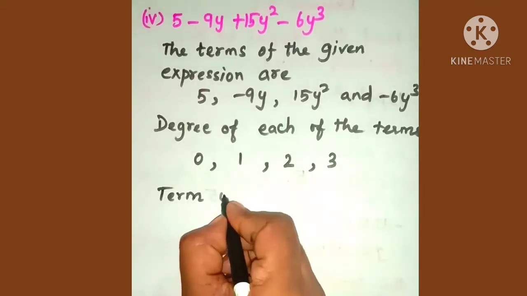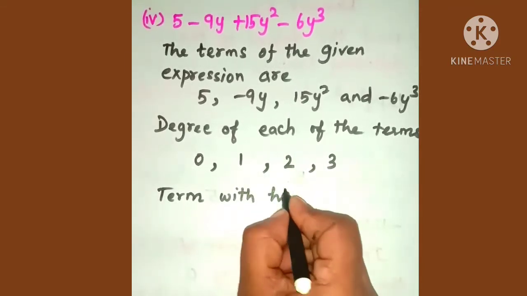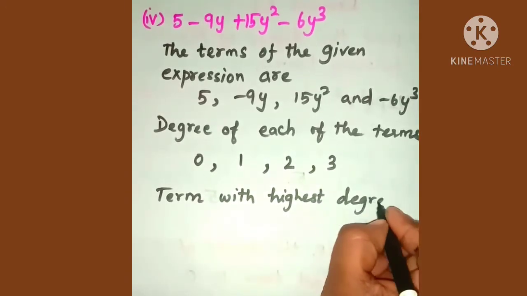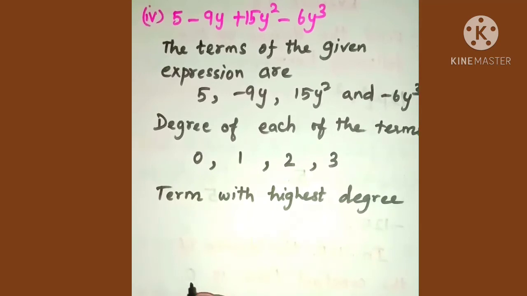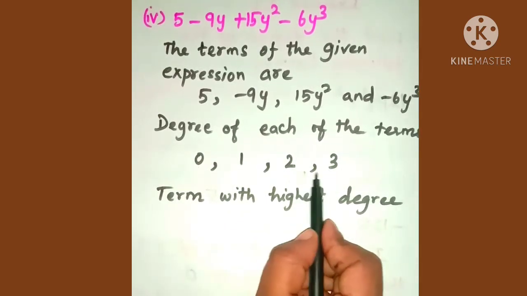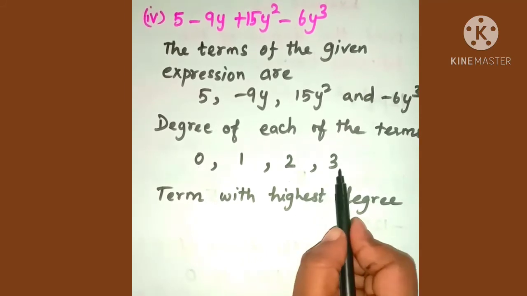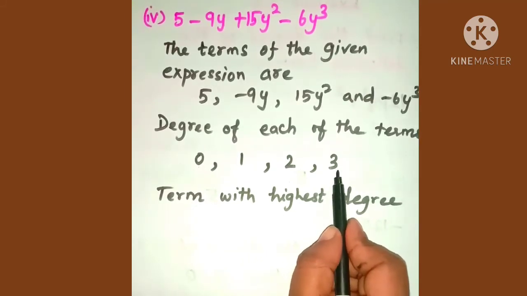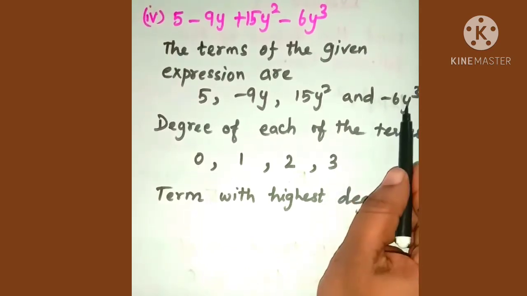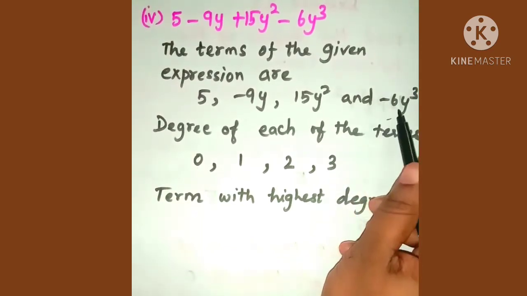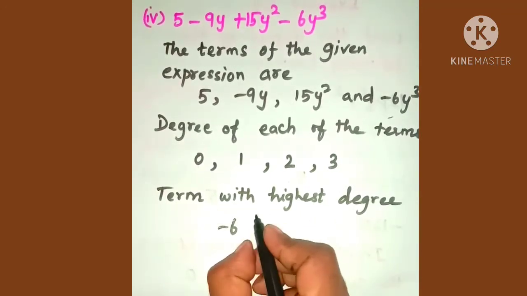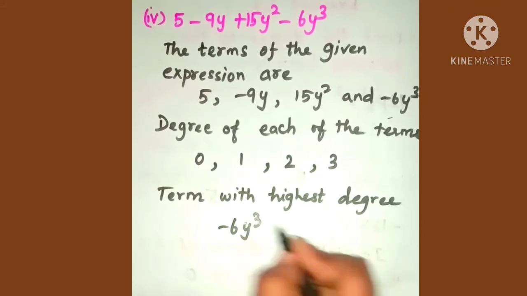And then the next step is the term with highest degree. So term with highest degree is here 0, 1, 2, 3 are the degrees of each term. And which is the highest degree? Yes, it is 3. And 3 is the degree of the term minus 6y cube. So term with highest degree is minus 6y cube.